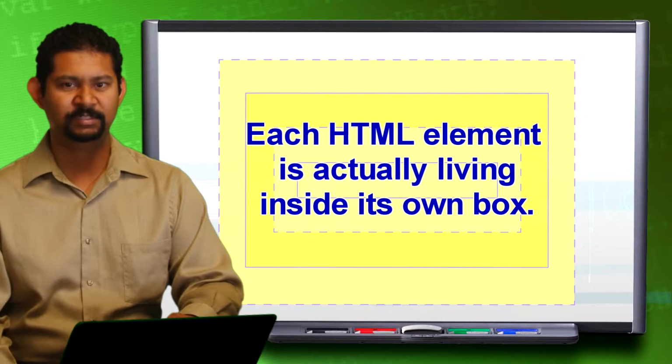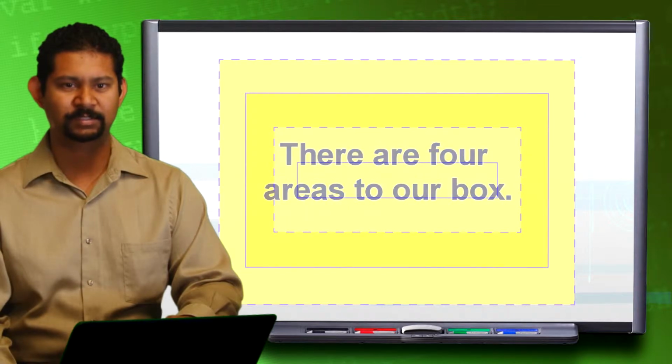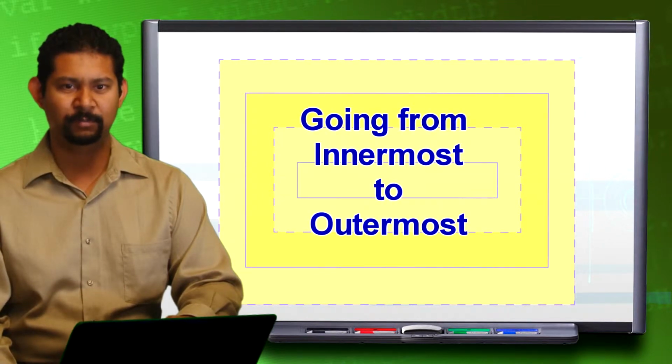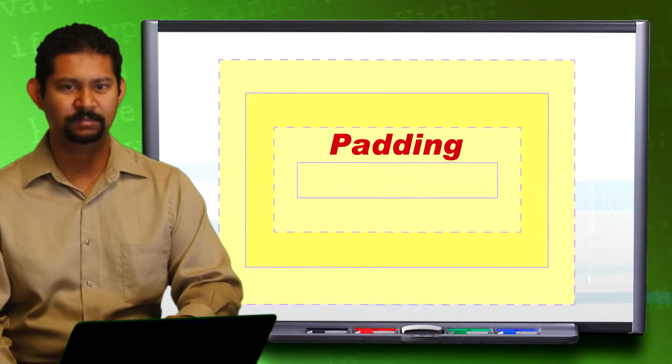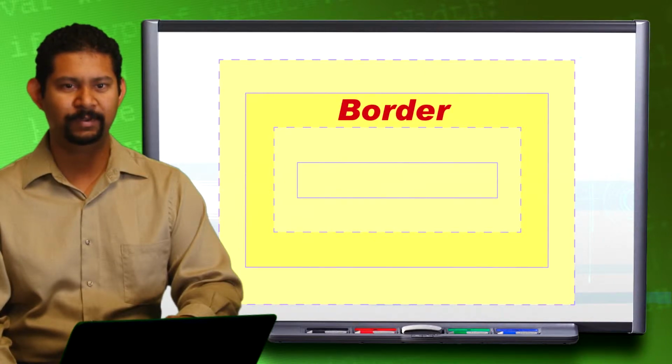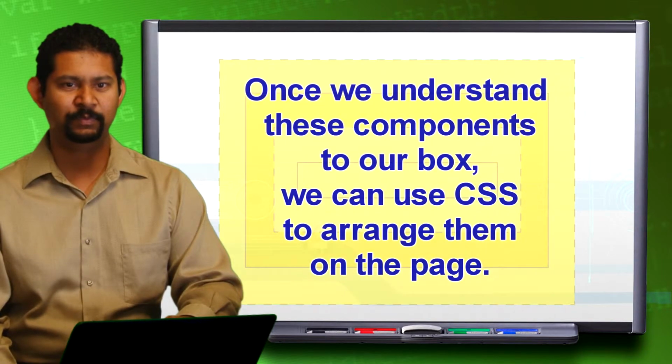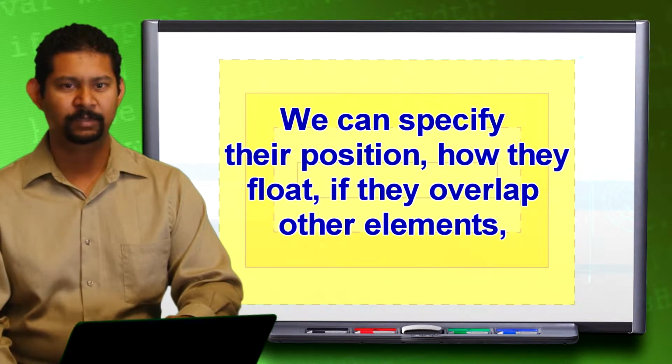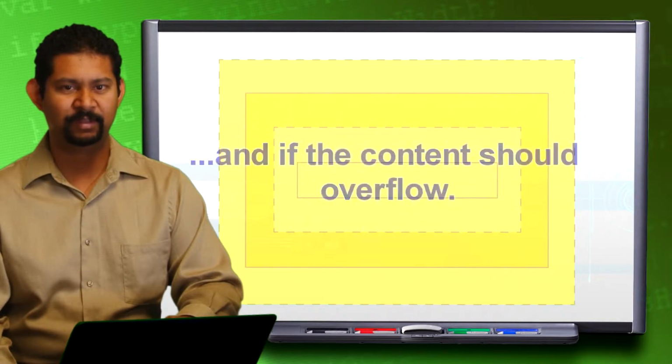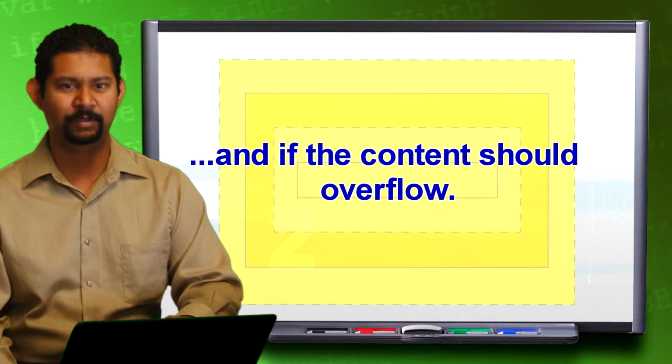Each HTML element is actually living inside its own box. There are 4 areas to our box. Going from innermost to outermost, they are content, padding, border, and margin. Once we understand these components of our box, we can use CSS to arrange them on the page. We can specify their position, how they float, if they overlap other elements, and if the content should overflow.